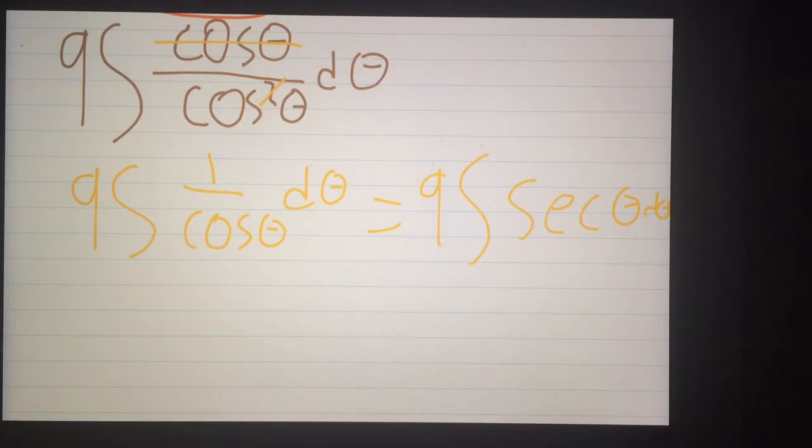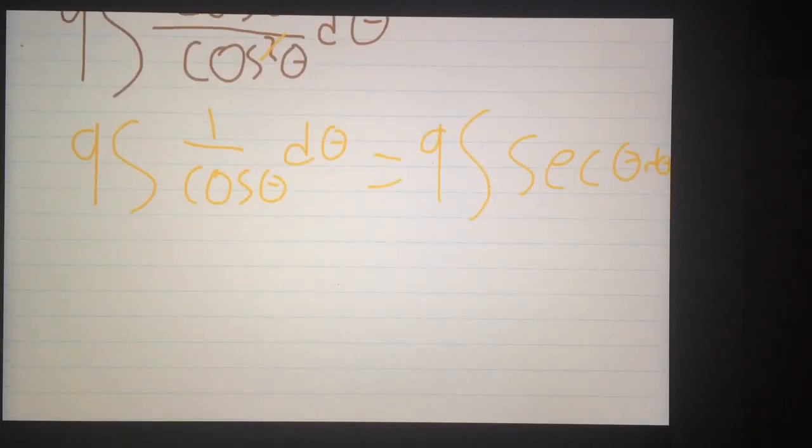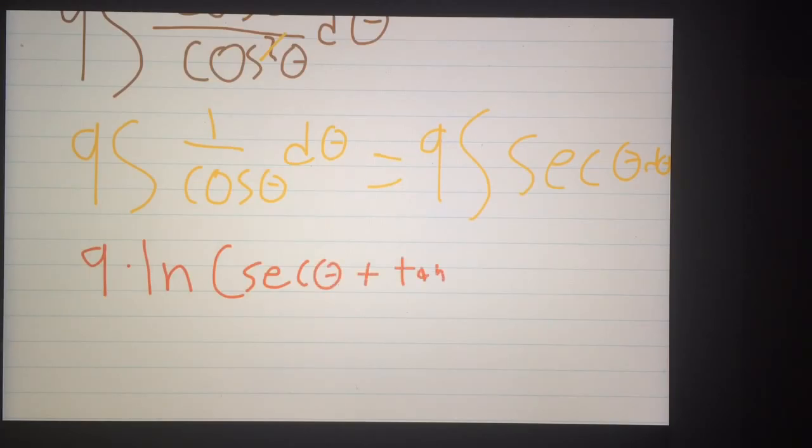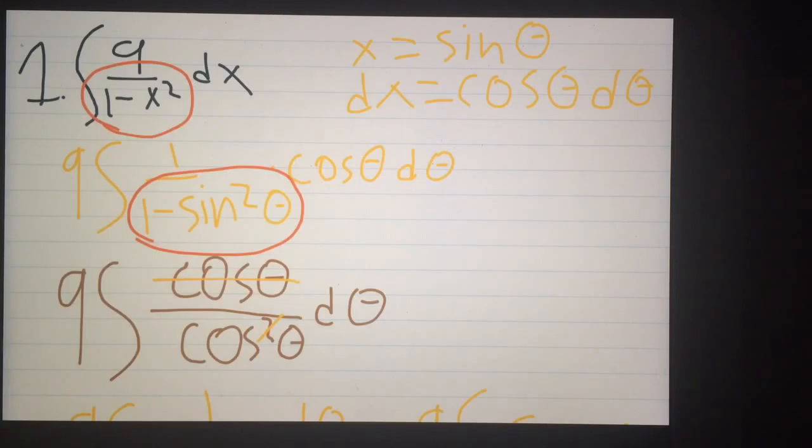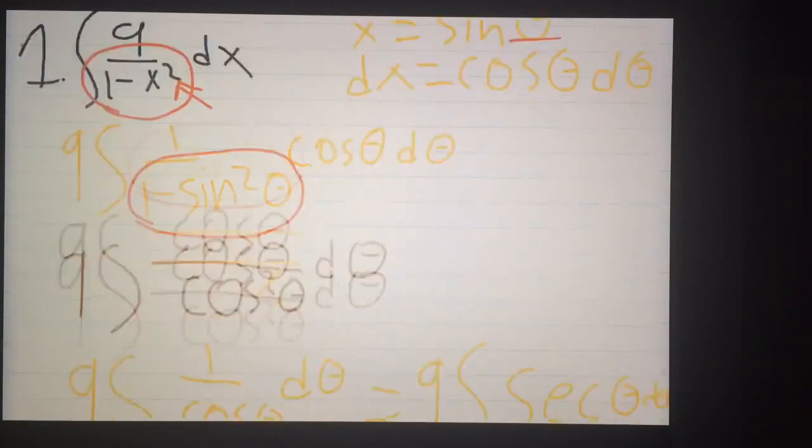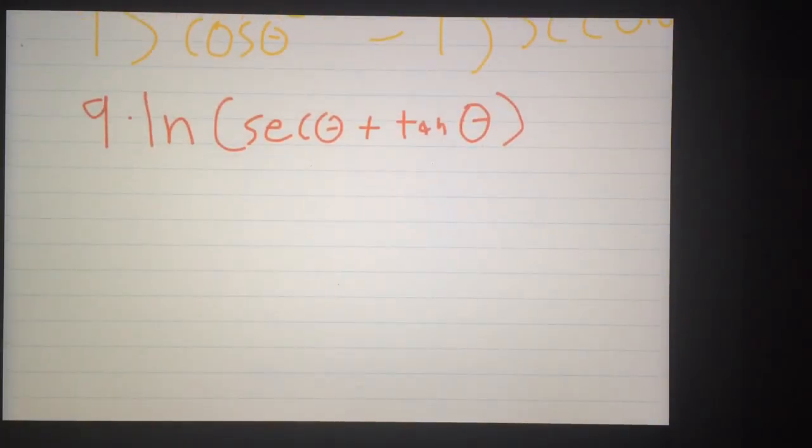And now we just have to take the integral of secant, which, if you remember, let's put the 9 out front again, is equal to ln of secant theta plus tan theta. Boom. But we have an issue. If you look back up here, we're solving for x, and right now we're in theta. So now we have to substitute. We have to figure this out.